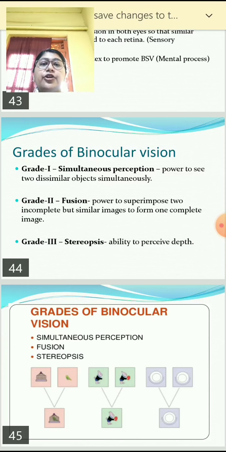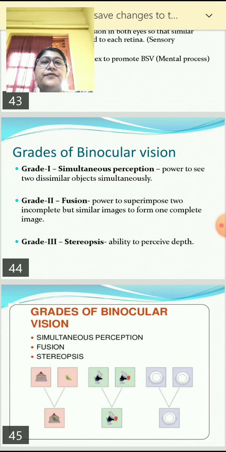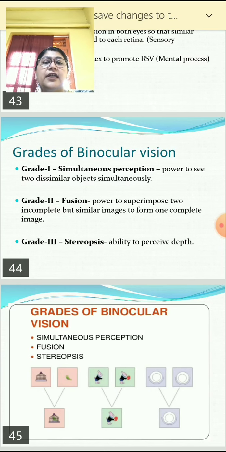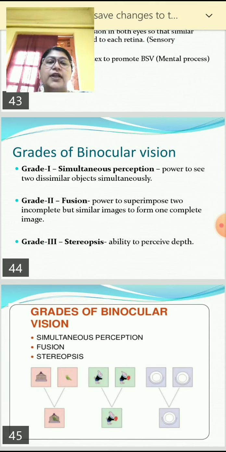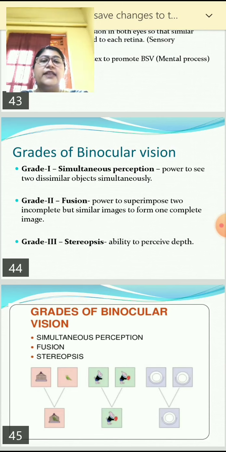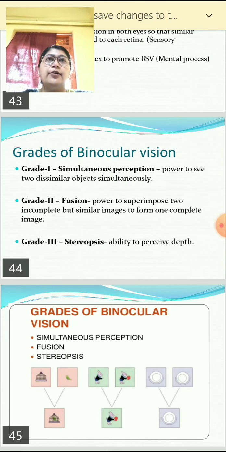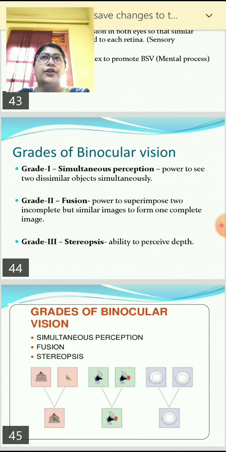And grade 3 is stereopsis, that is the ability to perceive depth, how much depth, whether it is shallow or deep. Here you can see, actually this is a 2-dimensional picture, a bucket filled with water. One is an empty bucket and one is half filled. Now in this half filled bucket you can know the level of the water. So you can perceive the depth of the water in this bucket. So this is grade 3 binocular vision, that is, stereopsis is present.